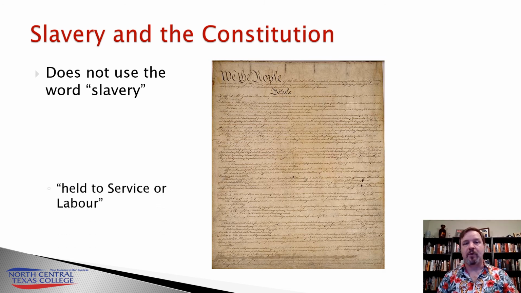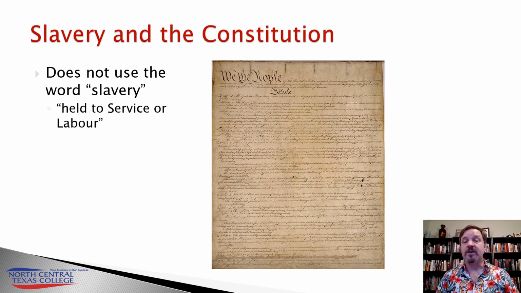For example, Article 4, Section 2, which specifically protects slavery, states, no person held to service or labor in one state under the laws thereof, escaping into another, shall, in consequence of any law or regulation therein, be discharged from such service or labor, but shall be delivered up on claim of the party to whom such service or labor may be due. See, they don't use slavery, but it protects slavery.